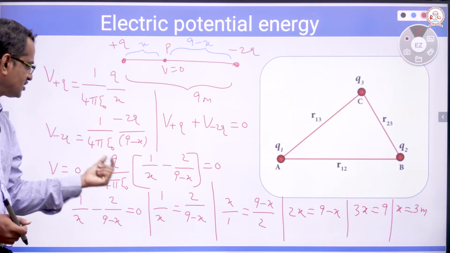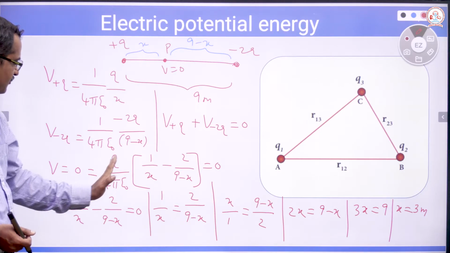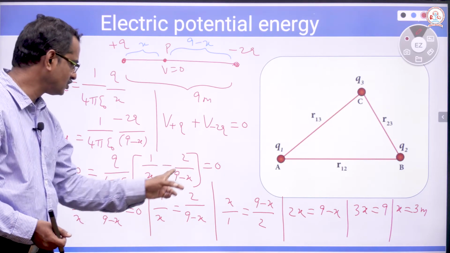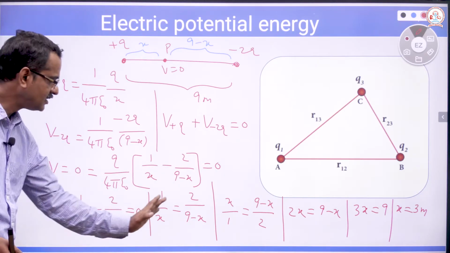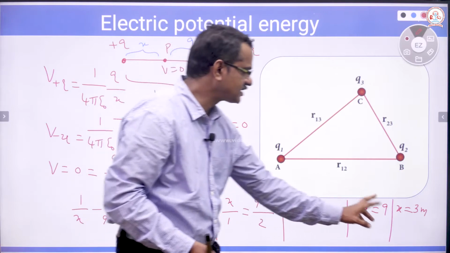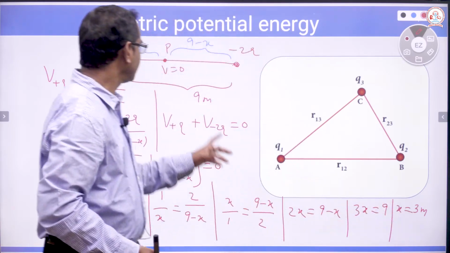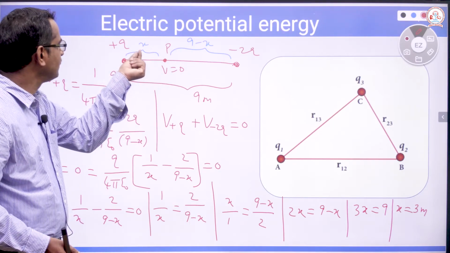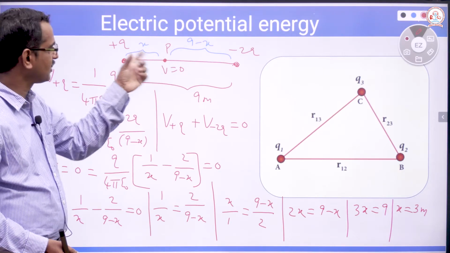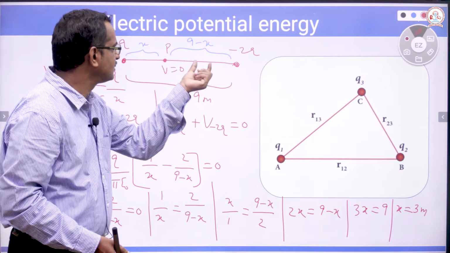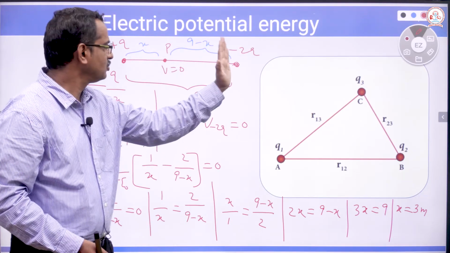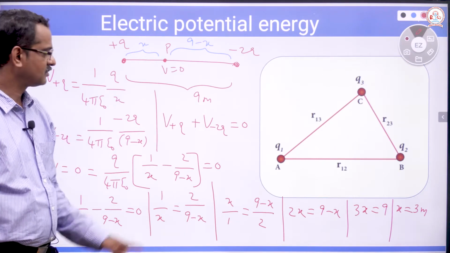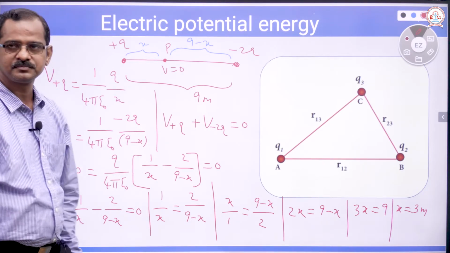Then we have to add these two and equate to 0. If you bring it to the right side, this term will go off, and you get 1 by x minus 2 divided by 9 minus x is equal to 0. Just rearranging the equation, we get x is equal to 3 meters. Then the electric potential at the point P will be 0 at 3 meters from plus Q, or we can say that the point will be 6 meters away from minus 2Q towards the positive charge. Like this we can solve this problem.